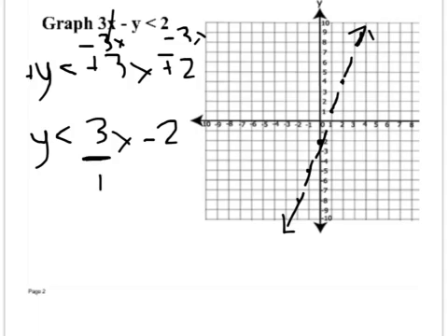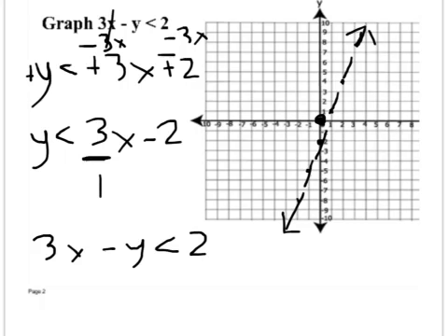Now I want to pick a test point that's on one side. It doesn't matter what side it's on. It can be this side or it can be on this side. I just want to pick a point that's on one of these sides and I'm going to test it. I will tell you right now the easiest point is 0, 0. So I go back to my original equation, which is 3x minus y is less than 2. I'm going to plug 0 in for y and 0 in for x.